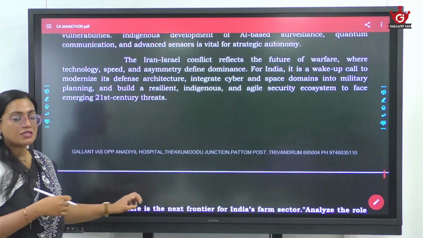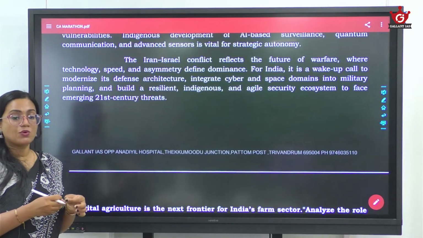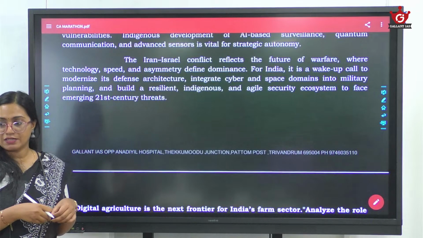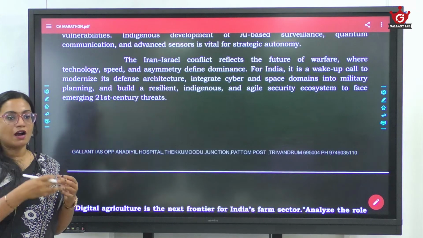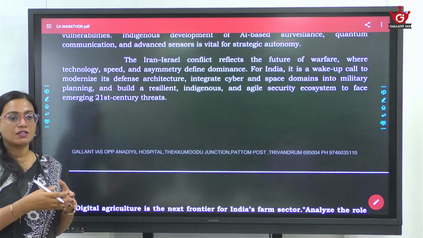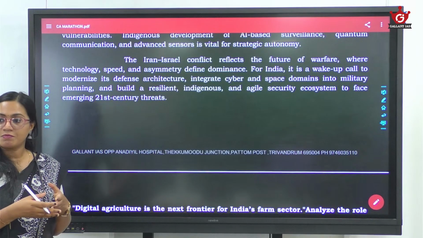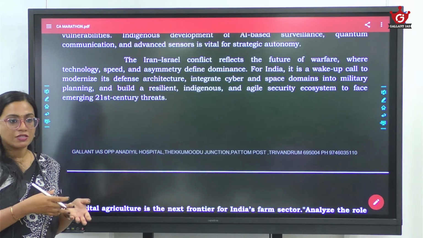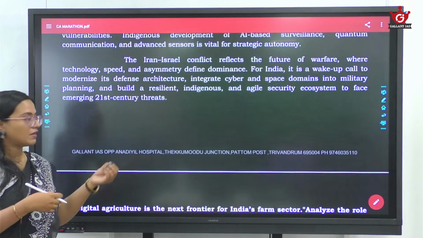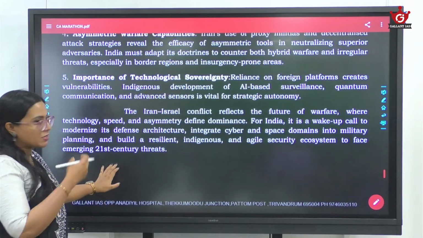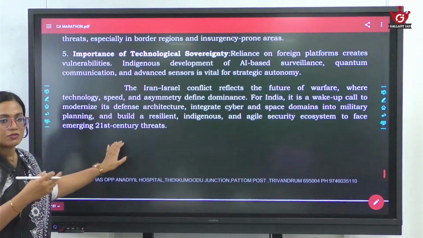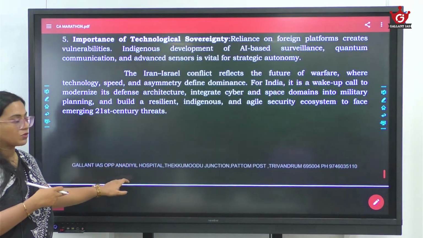Here you can also mention the cyber security schemes which India has undertaken, or our radar technologies, our drone technology, our AI based surveillance systems, you can mention it in your answers also. If you do not have scope to mention it in the main content, you can actually mention it in your conclusion.